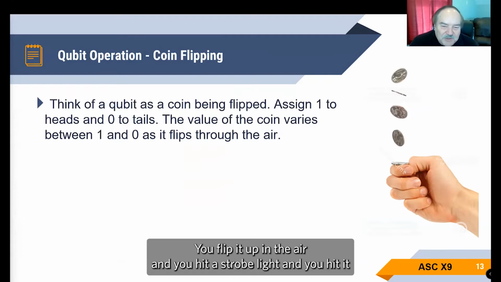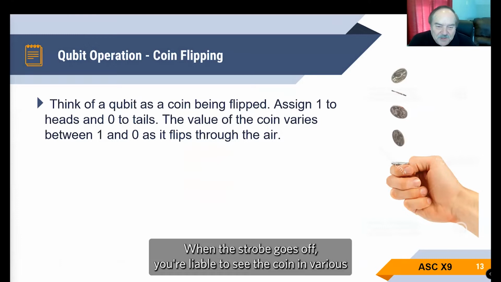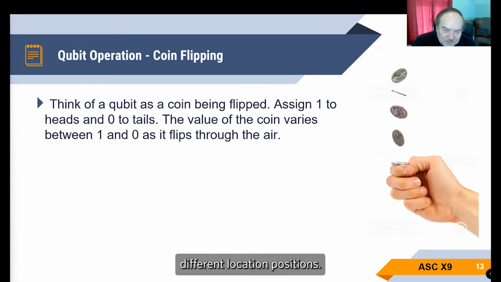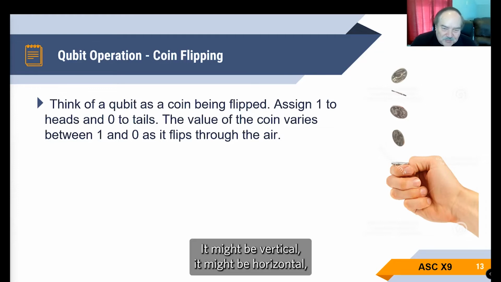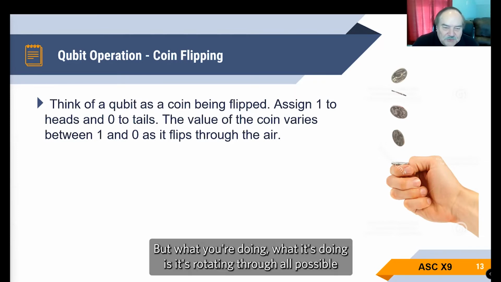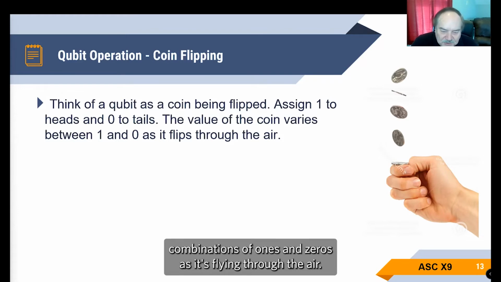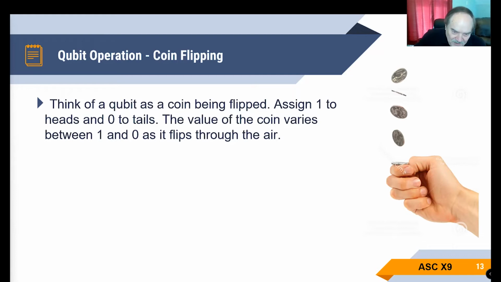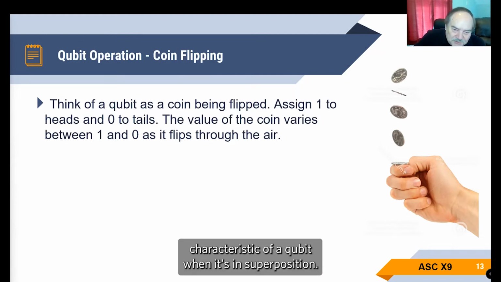You flip it up in the air and you hit it with the strobe light. As it flips through the air, when the strobe goes off, you're liable to see the coin in various different positions. It might be vertical, it might be horizontal, it might be at an angle, 45 degrees, somewhere in between. But what it's doing is rotating through all possible combinations of 1s and 0s as it's flying through the air. That's one characteristic of a qubit when it's in superposition.